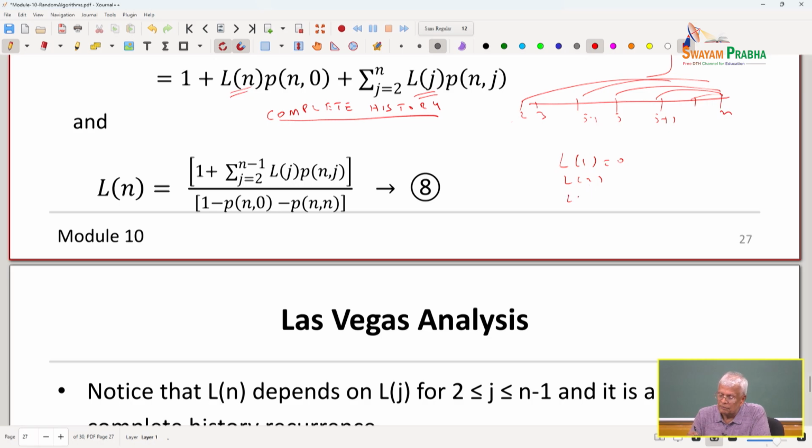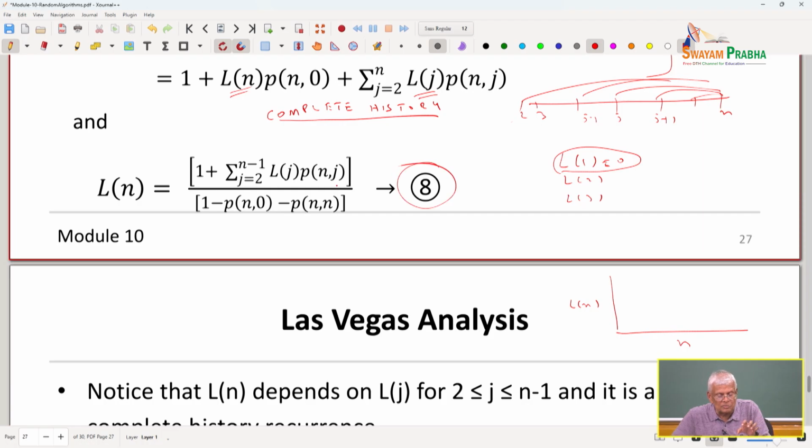What is L3? Given this is the boundary condition, I can compute recursively. Given L1 is 0, I compute L2, compute L1 and L2, compute L3. So you can compute this numerically and plot this versus n. So Ln versus n gives you the actual number, that is the solution of 8. So I can evaluate numerically.